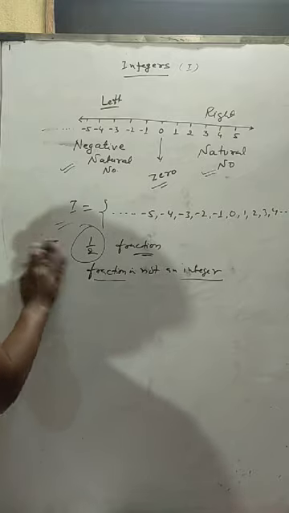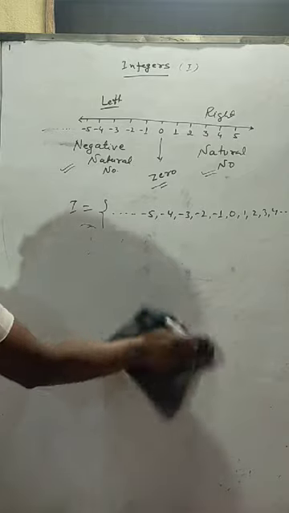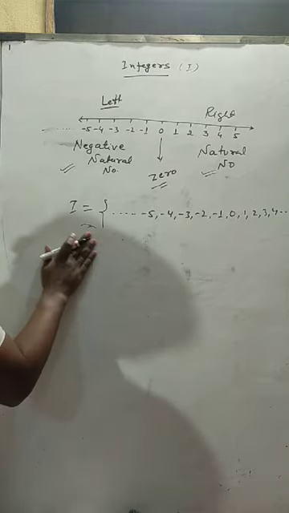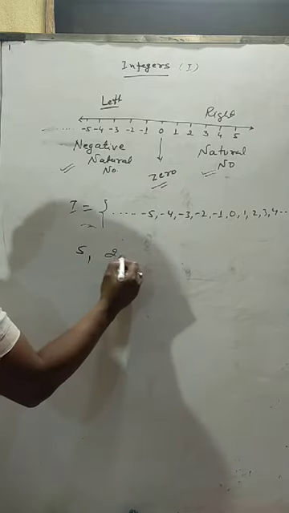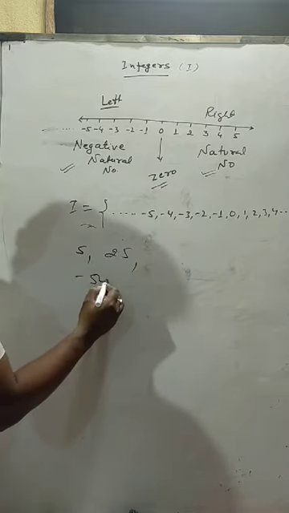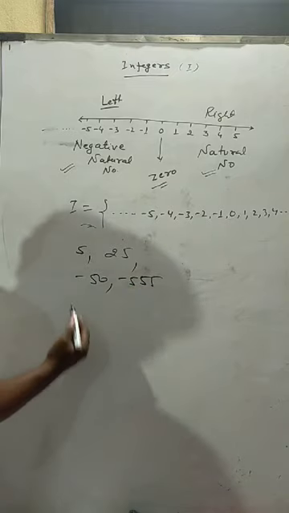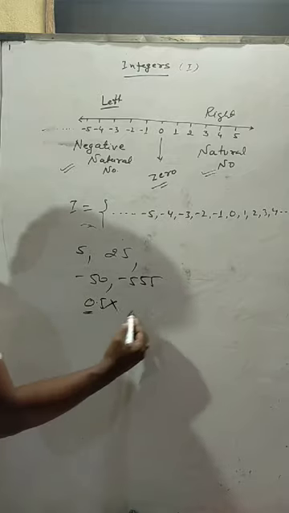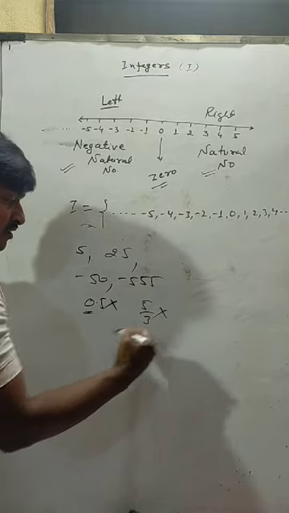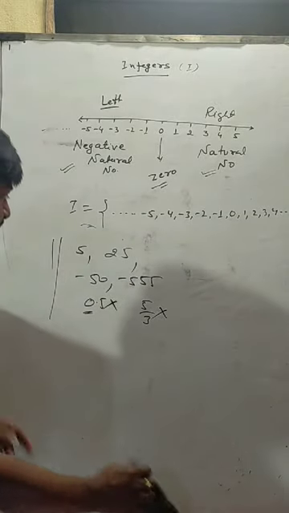Okay, see. 5 is an integer, 25 is an integer, -50 is an integer, -555 is an integer, but 0.5 is not an integer because it is a fractional number. 5 by 3 is not an integer. Okay, these are the integers.